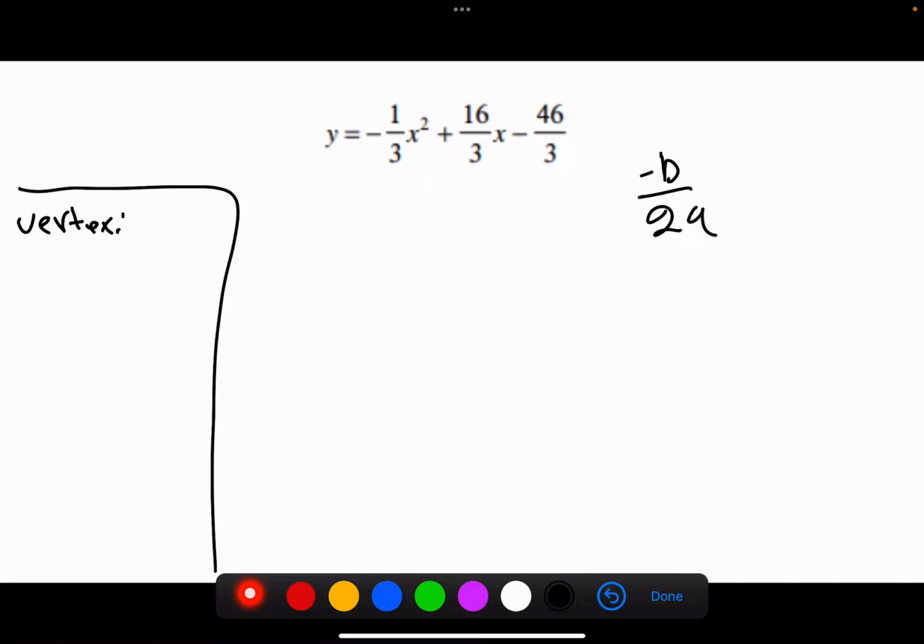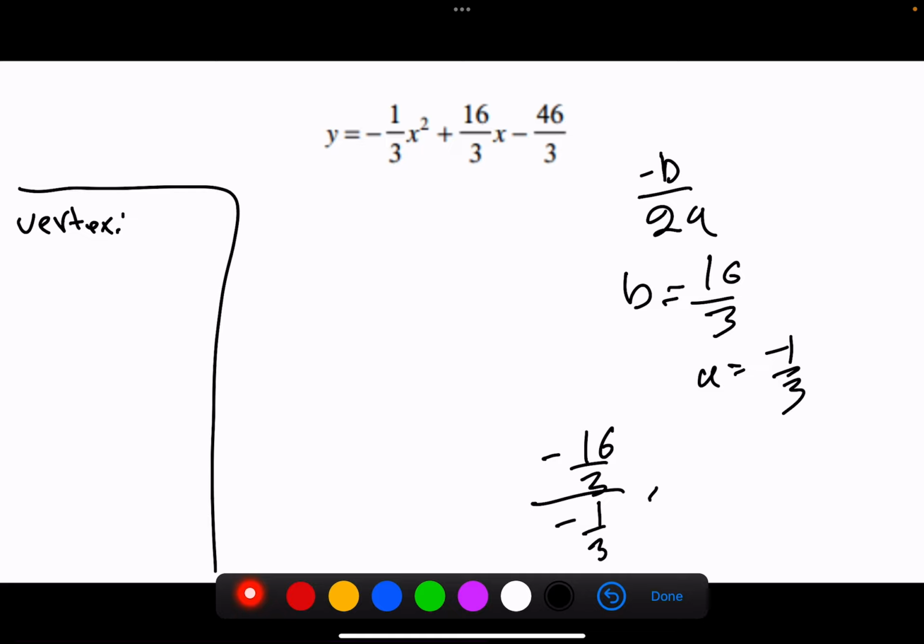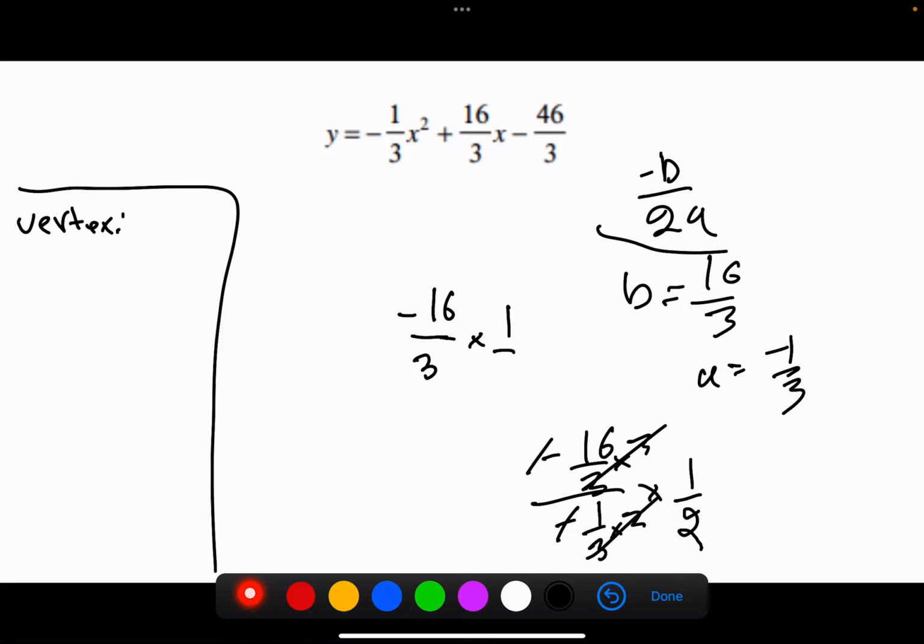So we said b is 16 over 3. We said a is negative 1/3. Then we do negative 16 over 3 over negative 1/3 times 1/2, which is the same thing as negative b over 2a. The negative is going to cancel out. You're going to multiply both sides by 3 here, so that you get rid of the 3's. So you're left with negative 16 over 3 times 1/2.